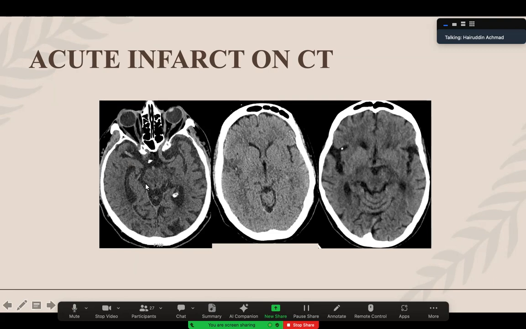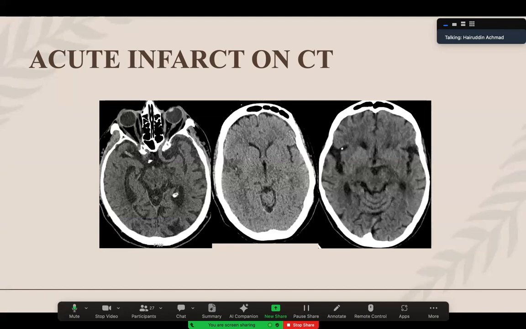Sometimes if you follow the vessel, you can also see a dense vessel beyond the M1. This is the M1 segment, and this is the M2 segment. The M2 segment is also bright in this particular case. You have density here indicating a thrombus. And then sometimes you can even have a calcified thrombus, meaning you have a calcification in the bulk. It ruptures, and then it extends. It's dislodged.